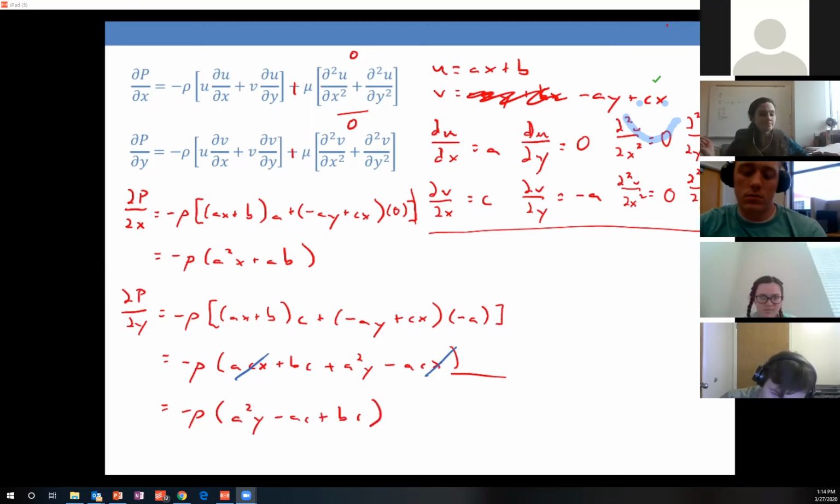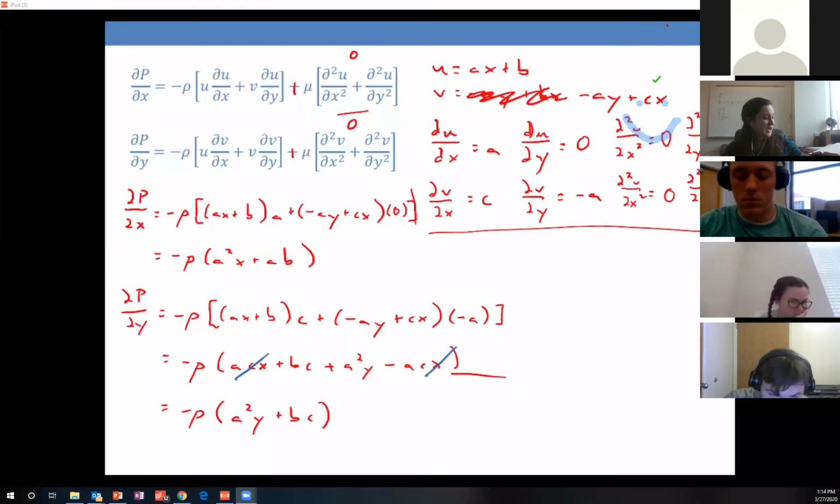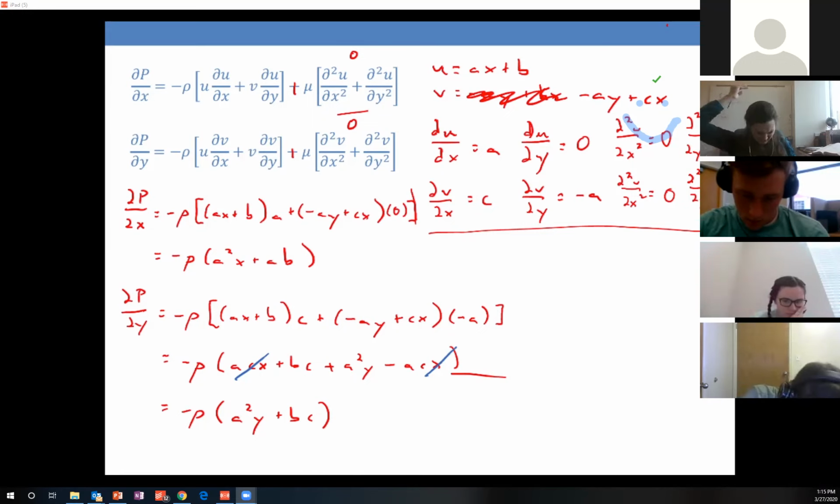Where are you getting that ac from? That ac, oh no, never mind, that canceled out. That was the acx that I literally just canceled out. Instead, it is just this. There you go. All right, so now we have an x differential equation and a y differential equation, and we can solve these.